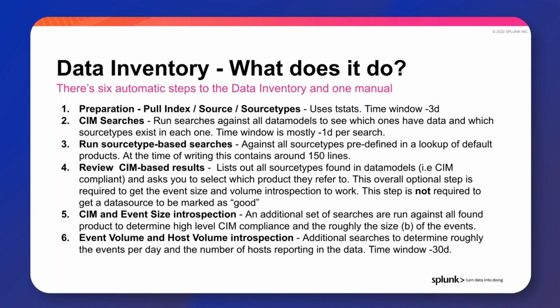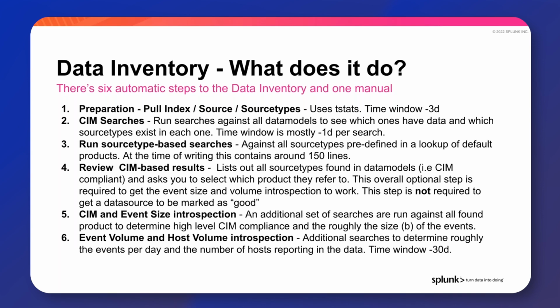This is all done automatically, so this is what it does when you hit that button, that automated introspection scan. It starts off by pulling indexes, sources and source types, and can use tstats if you have accelerated data models set up. Then it looks into CIM or SIM searches, which looks at whether your data is CIM compliant and normalized. Then it's going to run source type based searches. So it's going to go against all of those different source types in that big long list on the left on that dashboard. Then it's going to review the SIM based results.